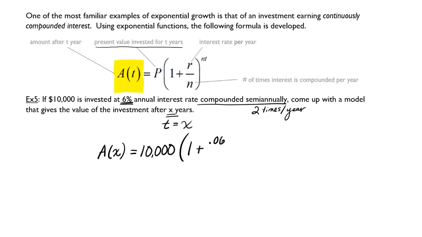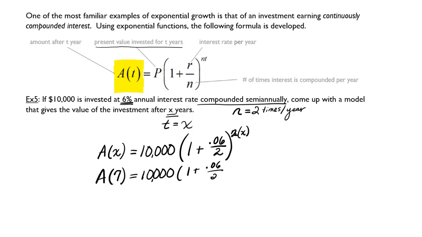So 0.06 divided by n. This is the number of times interest is compounded per year. So n equals 2 times per year. And then we'll raise this to the n times time. So it will be 2 times x. Now, if we want to know how much money will be in the account at any given time, we just substitute some number in. Let's say 7 years. We could figure out how much money is in the account after 7 years simply by replacing x with some number. This is what's so nice about a formula.